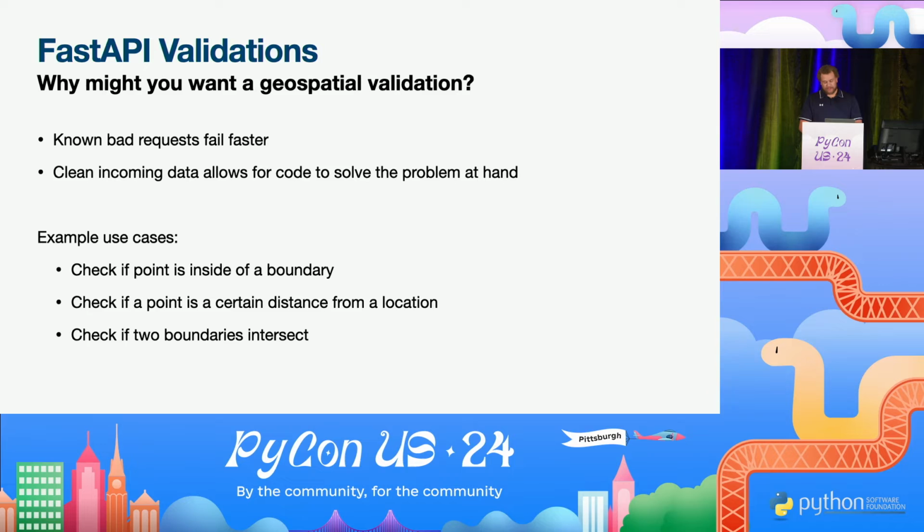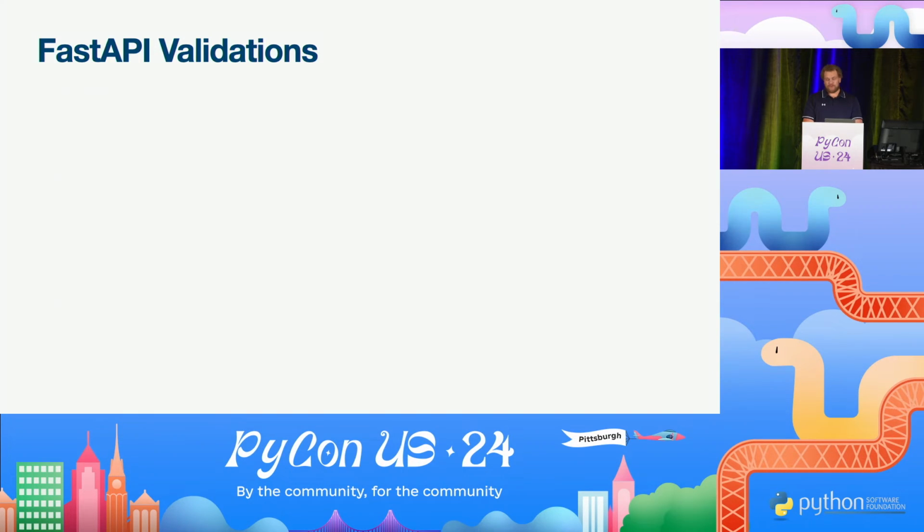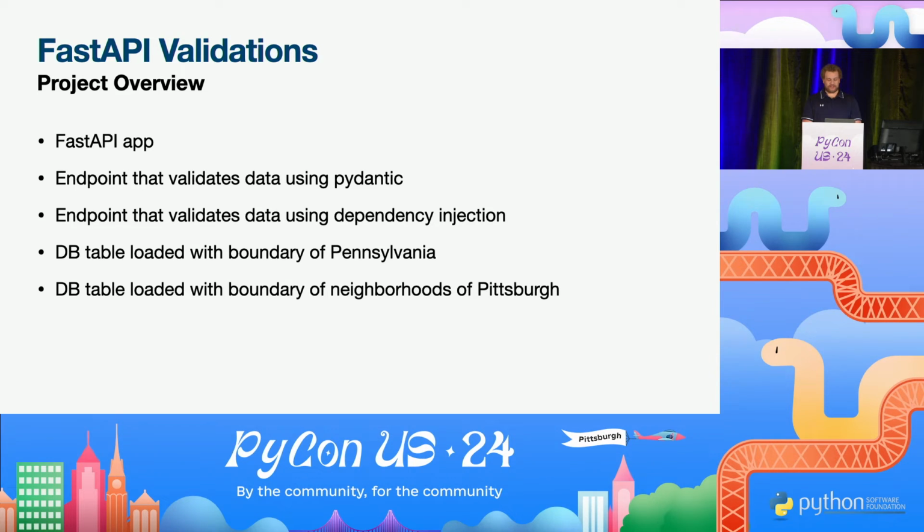When it comes to actual geospatial data, the type of validations you might want to use is something like, hey, is this point inside of a boundary? Is this point a certain distance from another point? Things like this. So the general overview of this project, these are the assumptions you can make. It's a FastAPI app that has an endpoint that validates the data using Pydantic. I also have an endpoint that validates the data using dependency injection. And then I have a database table that's loaded with the geometry of the boundary of Pennsylvania, and then another one that has a bunch of geometries of different neighborhoods in Pittsburgh.